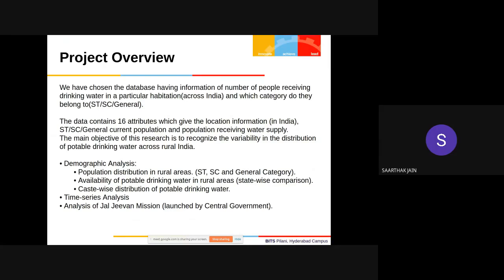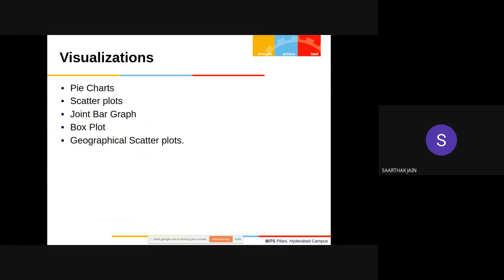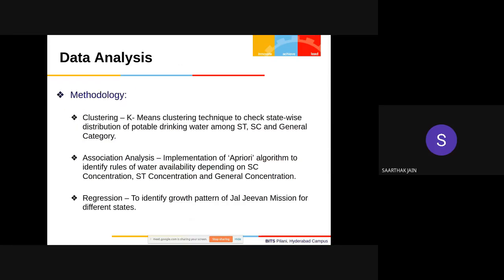We have tried to do demographic analysis based on caste and region, along with time series analysis for this data set. So these are the different data pre-processing techniques that we have included, and these were some of the visualizations that we have used. Coming on to the data analysis part, we have used three methodologies. For clustering, we have used the k-means algorithm. For association analysis, we have used Apriori, and for regression, we are using linear regression only.